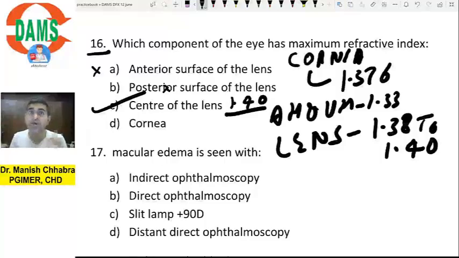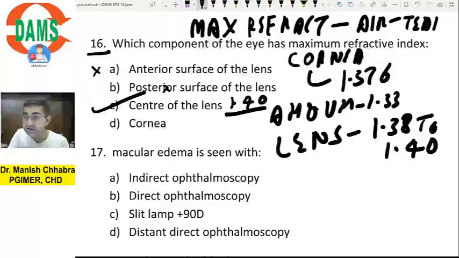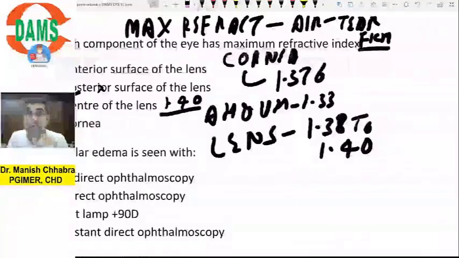But if I may ask you, at which surface or interface does maximum refraction happen? Of course, it is going to happen at an interface in which there is maximum difference of refractive index, and it happens at which interface? Maximum refraction happens at the air tear film interface. Your previous year question: what is the refractive index of air? 1. What is the refractive index of tear film? 1.33. So what is the difference in the refractive index?